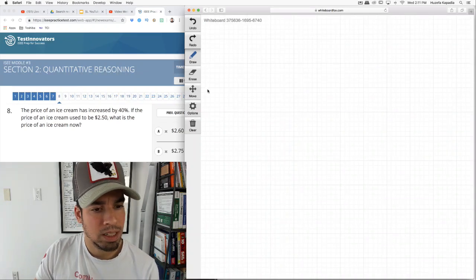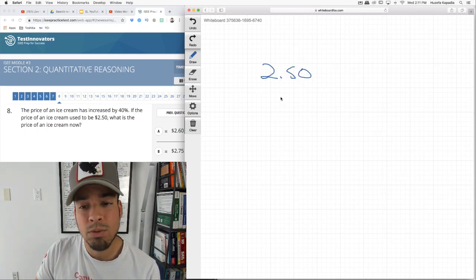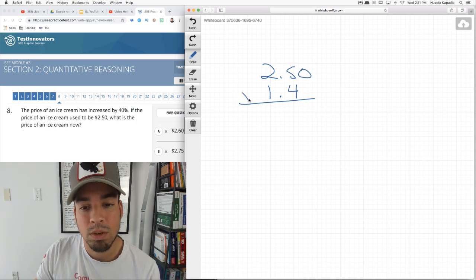The price of an ice cream has increased by 40%. If the price of ice cream used to be $2.50, what is the price of ice cream now? So if it's increased by 40%, we can either multiply it by 0.4 and add that value to 250, or if it's an increase, simpler or saves a step is you multiply it by 1.4.